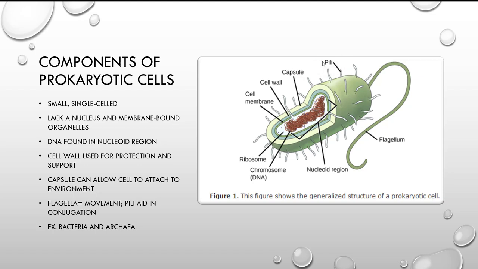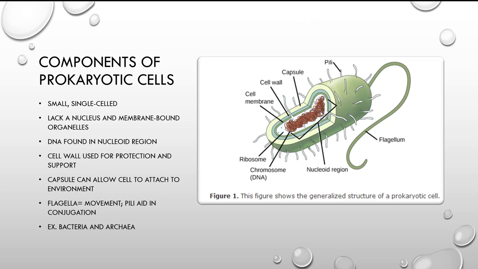And these pili aid in what's called conjugation. So conjugation is a process where if we have 2 bacterial cells close to each other, their pili can connect. And these pili are like little tubes, and little pieces of DNA can break off from one bacterial cell and pass through the pili into another bacterial cell.